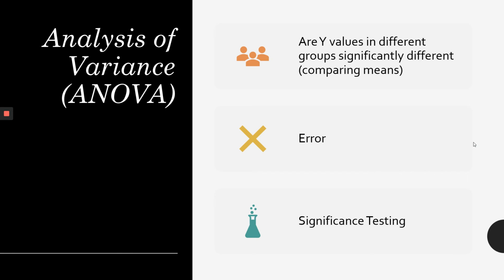So that means looking at the error in this model will be different. Things other than the factors themselves that cause deviation from the means within the groups is going to be our error. And then in significance testing, the null hypothesis is going to be that there's no difference between groups.